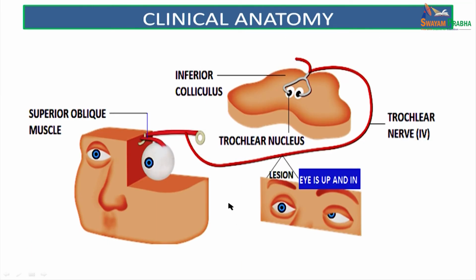Coming to the clinical anatomy of the trochlear nerve, as it supplies the superior oblique muscle, whose functions are the depression of the eyeball, the intorsion of the eyeball, and the abduction of the eyeball. So, all these movements are lost. So, the eye appears up and in because of the loss of capability of abduction and depression.